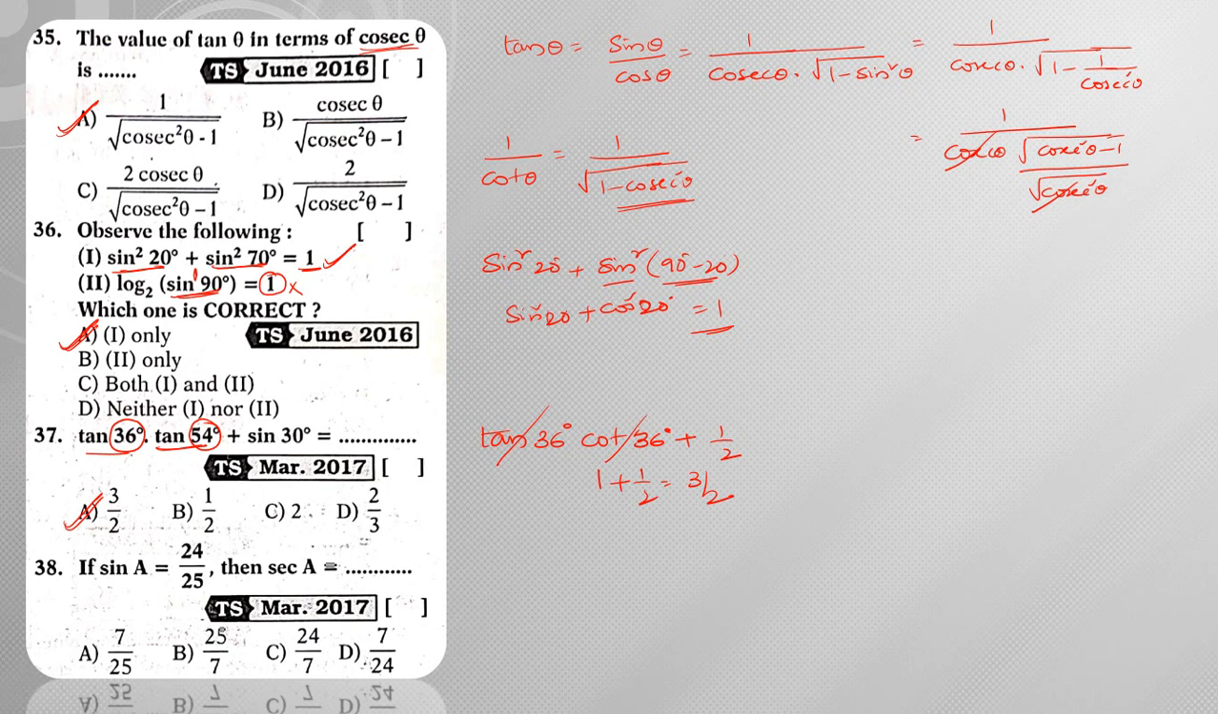Next, sin A is equal to 24 by 25. Then secant A is equal to? So from this, what I can do is take a right angle triangle. So this is angle A, this is opposite and this is hypotenuse. So 7, 24, 25 is nothing but my Pythagorean triplet. Now from this I need to find out secant A. So secant A is nothing but hypotenuse by adjacent side. So the hypotenuse here is 25, divided by the adjacent side, 7. Hence the answer is 25 by 7.